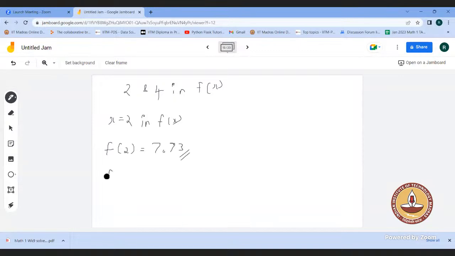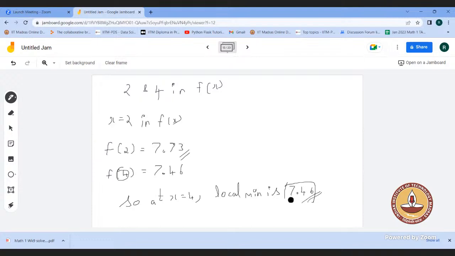So what is f of 4? Can someone tell me? 7.46. Which of these two is minimum? F of 4 is minimum, right? At x is equal to 4, the local minimum is 7.46. So the correct answer would be 7.46, right?